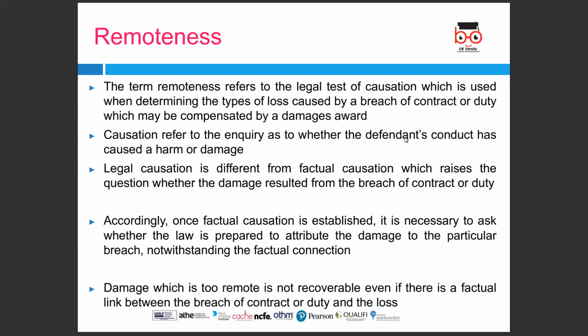Remoteness. The term remoteness refers to the legal test of causation, which is used when determining the types of loss caused by a breach of contract or a duty which may be compensated by a damages award. Causation refers to the inquiry as to whether the defendant's conduct caused a harm or a damage. Legal causation is different from factual causation, which we've explained earlier, which raises the question whether the damage resulted from the breach of contract or duty.